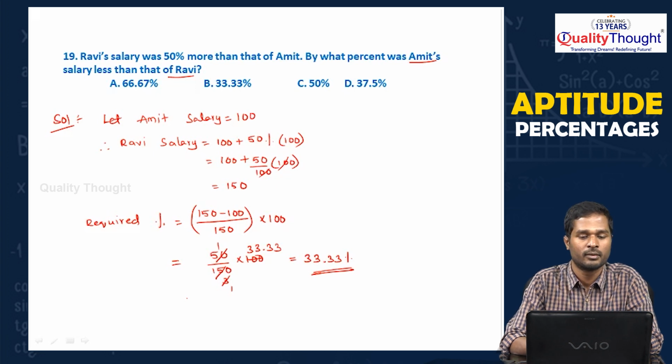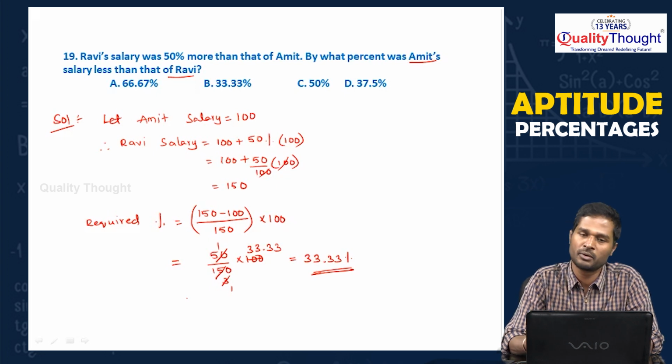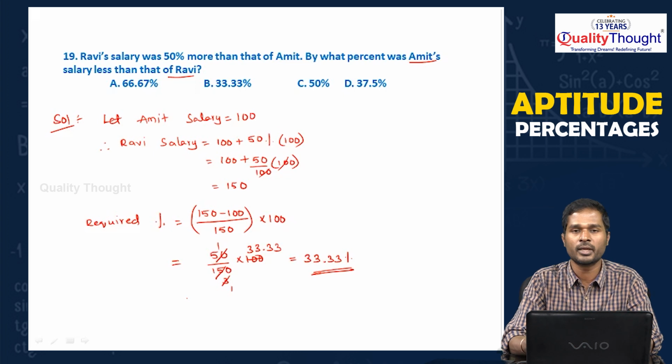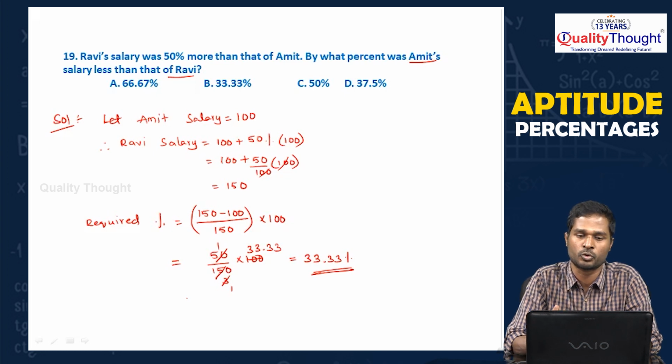Very simple. Here the salary of Ravi is being compared with Amit's salary. So consider Amit's salary as 100 because we don't know his salary. So any unknown value you can consider it as 100. So take Amit's salary as 100. Then Ravi's salary will become, on this Amit's salary, 50% more. So directly you can say, if Amit's salary is 100, Ravi's salary will become 150.